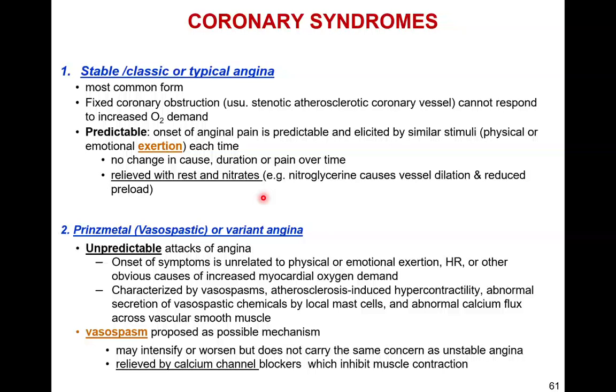So we know there's a problem. We know what triggers it. We know how to fix it. And so it's kind of predictable.